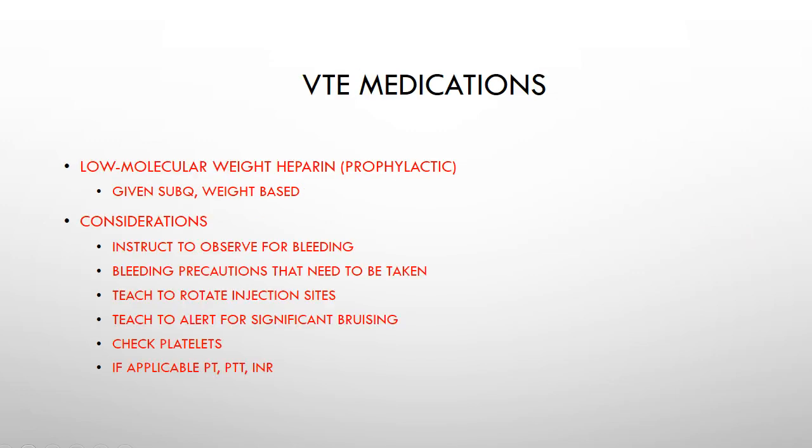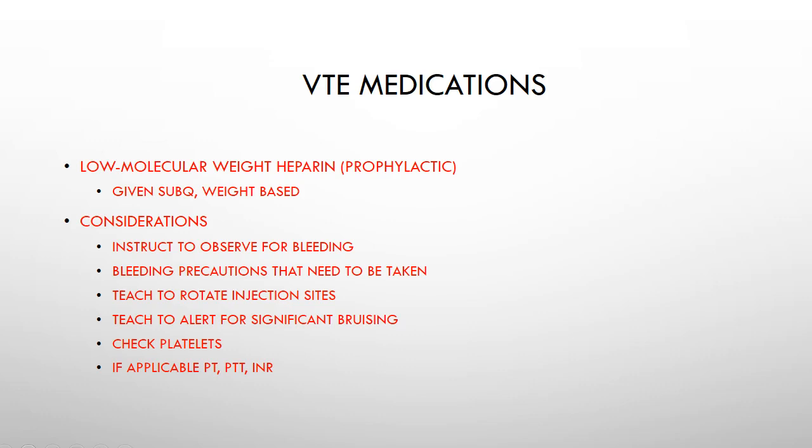So with prophylaxis of VTE, we're going to put the patient on low molecular weight heparin, or heparin. This is given sub-Q, and it's weight-based. Enoxaparin or heparin are your big two examples. You want to observe for bleeding. You want to teach the patient to observe for bleeding, and to look for significant bruising in their belly. They need to know to rotate their injection sites.